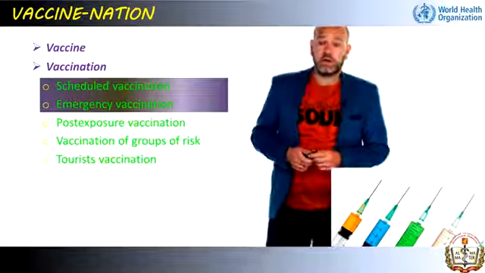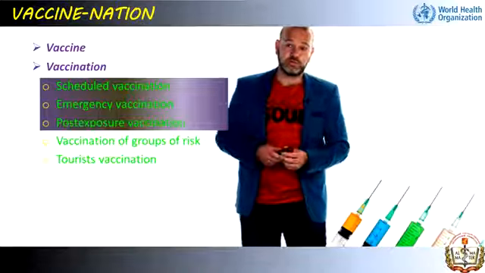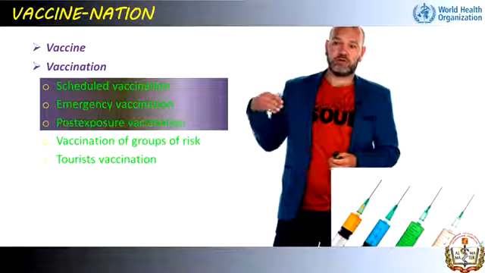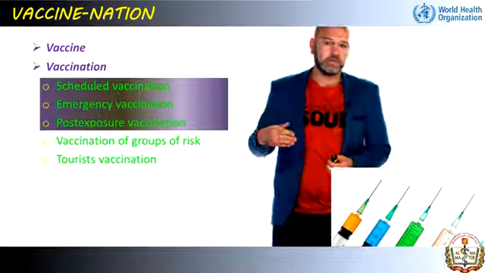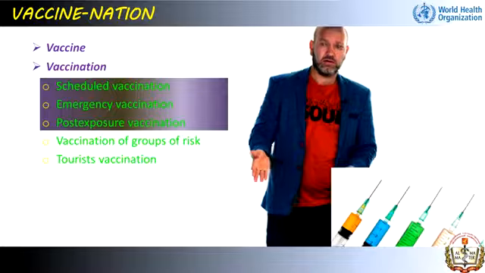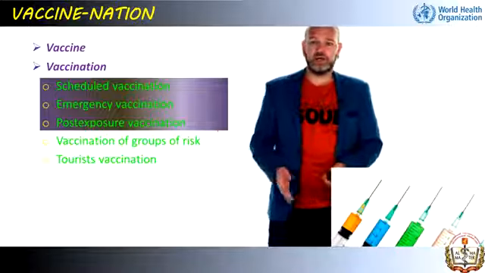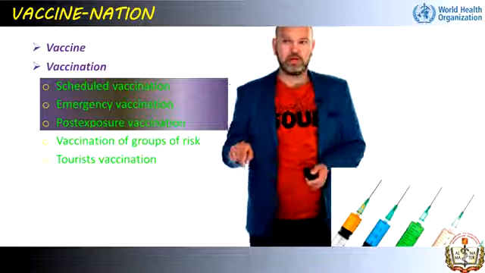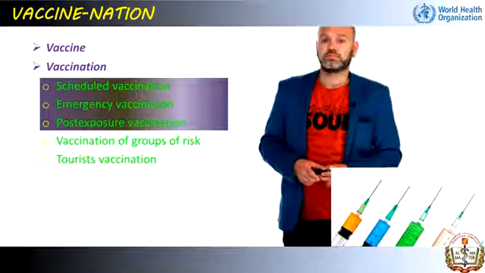So what is post-exposure vaccination? Exposure means contact with the antigen has already occurred. It was not possible to predict that the disease would happen, but exposure occurred, and you need to prevent disease in that one particular exposed person.